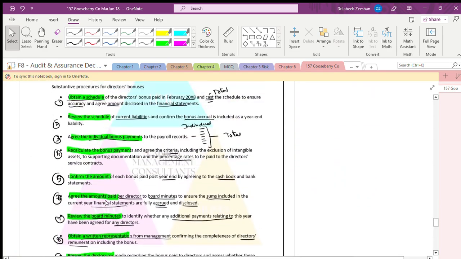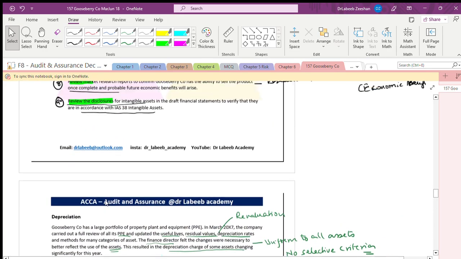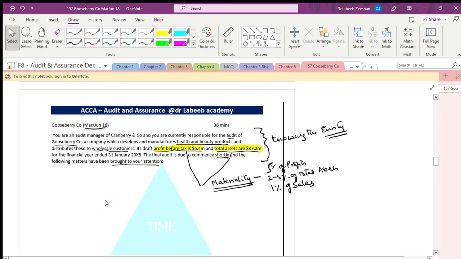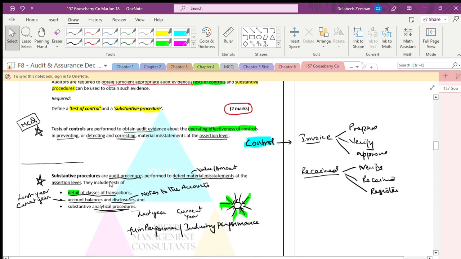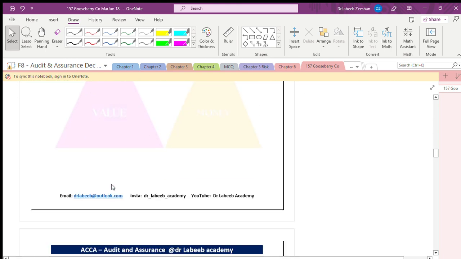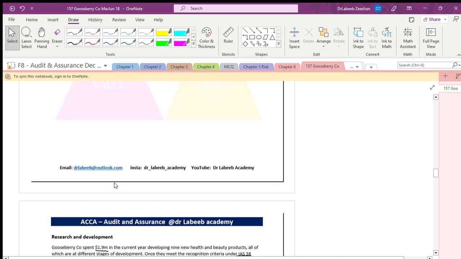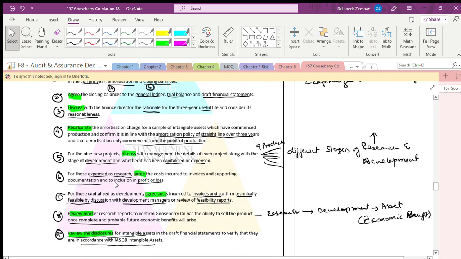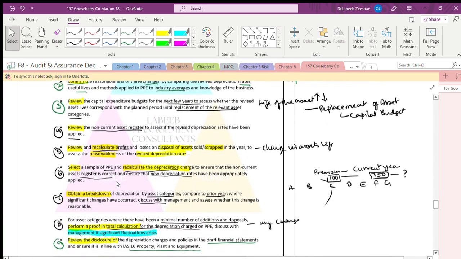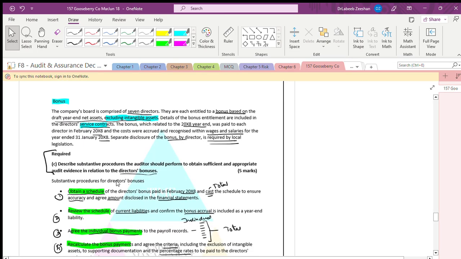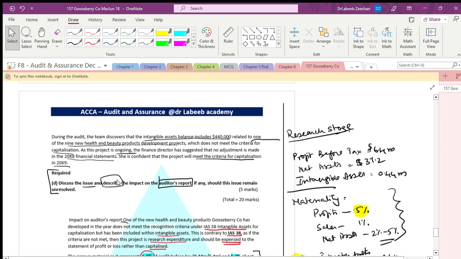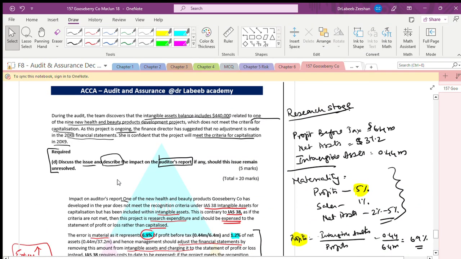Fine, this is what we have covered. First we talked about the test of control and substantive procedures. Subsequently, we took the substantive procedures of research and development, depreciation, and bonus payments, and the things with respect to the auditor's report. Hope this will help you; this is a very important concept from the examination point of view.